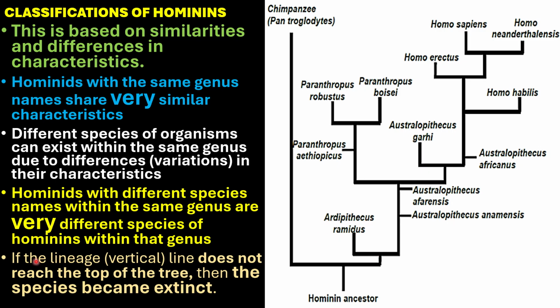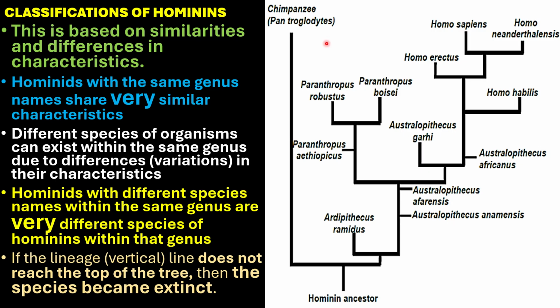Now check the last statement. It said if the lineage line does not reach the top of the tree, then the species become extinct. So if you look at adaptations, you can see this vertical line is very short. It did not reach the top. It's supposed to reach the top. It didn't reach the top. If it doesn't reach the top, we say adaptations has become what? Extinct. Same thing applies to Paranthropus robustus.